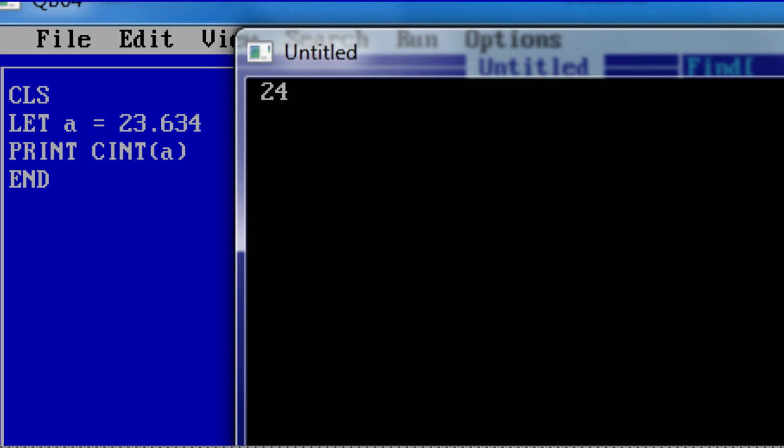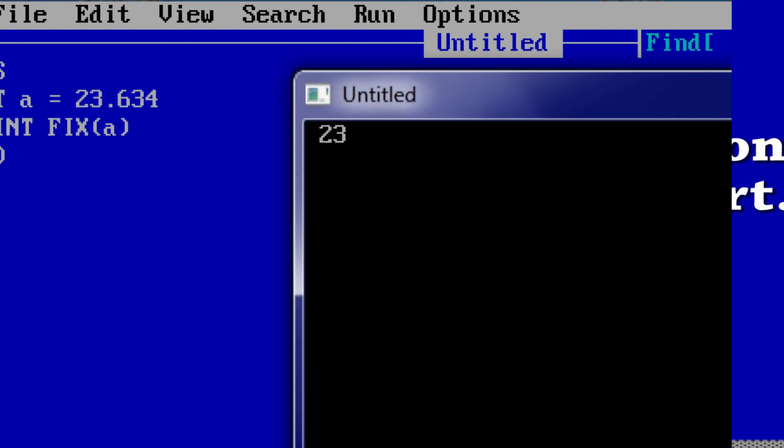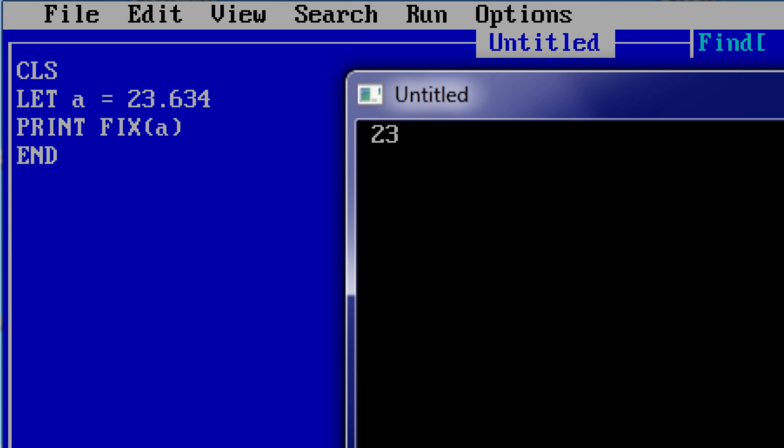Okay, so now another topic we'll read, that is the fix function. It returns the integer part of a numeric expression after removing the decimal part. It does the same function as the int function. It removes the decimal part and takes only the integer part of the numeric expression, but it does not round the number in any case. Either positive or negative, it will not round. Understood that? Okay, now I can show the example. The same value 23.634 with fix gives 23, means it will not round.